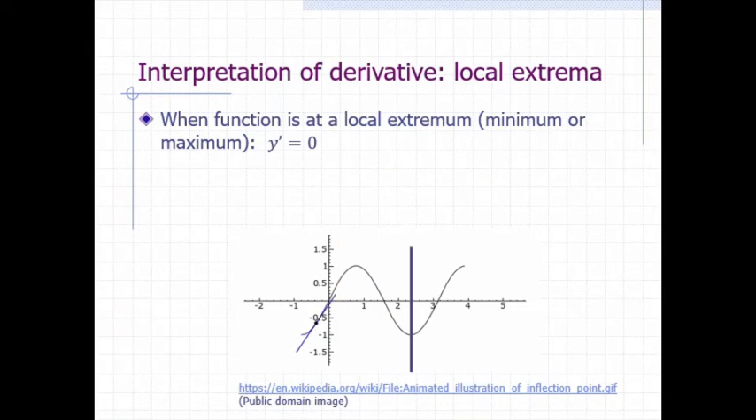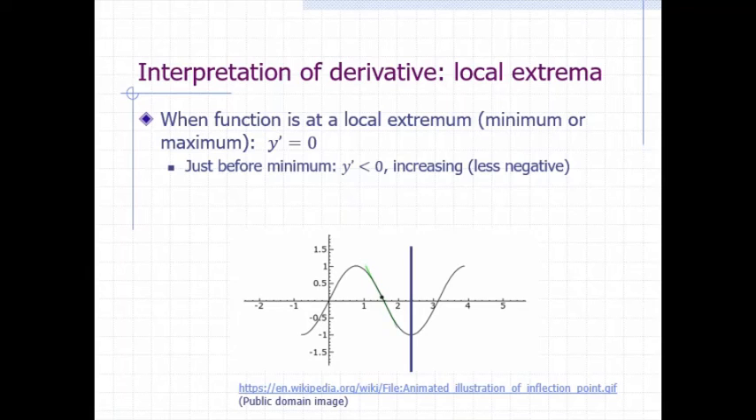Here's a location where the function is at a local minimum. We can see that the tangent line has a negative slope just before this location. But the slope becomes less steep, which means it becomes less negative, so it's increasing. We see that the tangent line becomes horizontal at the local minimum. So, the derivative at the local minimum is 0.